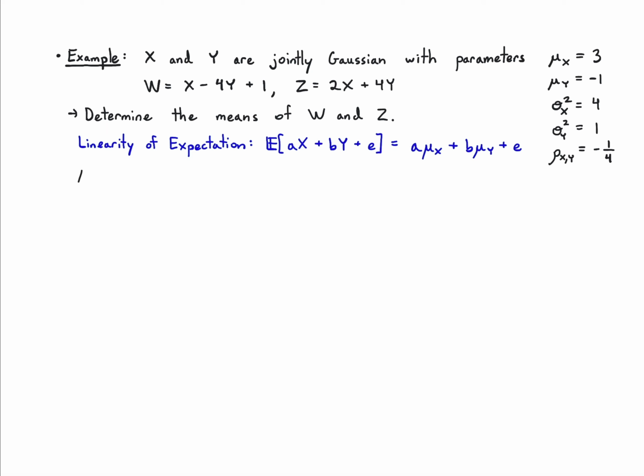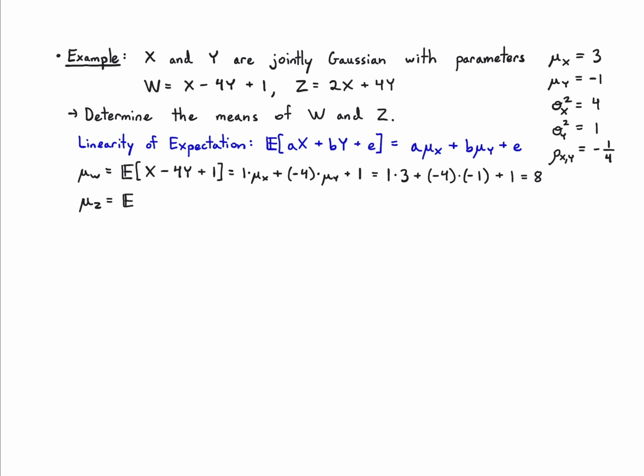So that means that mu w is the expectation of x minus 4y plus 1. So that's going to wind up to be 1 times mu x plus minus 4 times mu y plus 1 using that formula. And so I just plug in these parameters. I get 1 times 3 plus minus 4 times minus 1 plus 1, and that's going to be 8. Same thing for mu z. The expected value of 2x plus 4y is going to be 2 times the mean of x plus 4 times the mean of y.